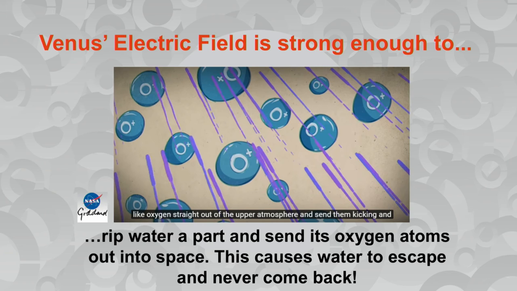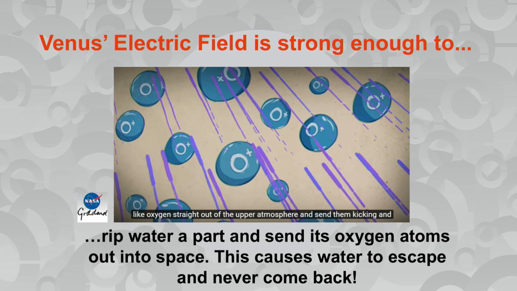And that electric field is strong enough to send oxygen kicking out into space. Well, if you lose your oxygen and hydrogen, there goes your water. And scientists at NASA believe this is probably how Venus lost its water, through its strong electric field. Wow, this becomes another design property that one must think about if you're going to design a planet and you want it to hold on to its water. You can't have a strong electric field.